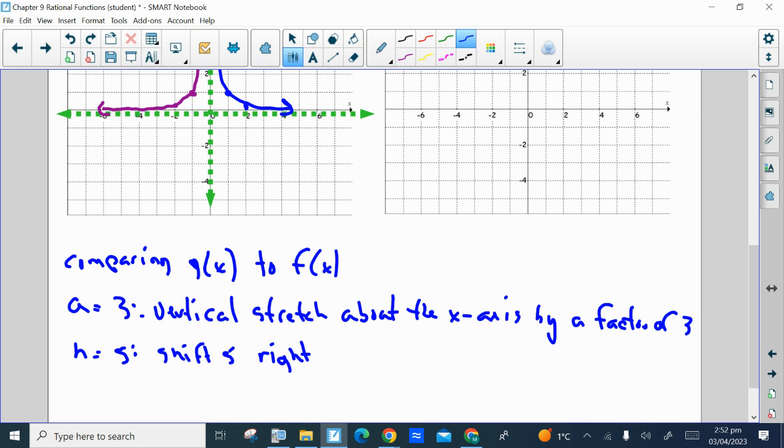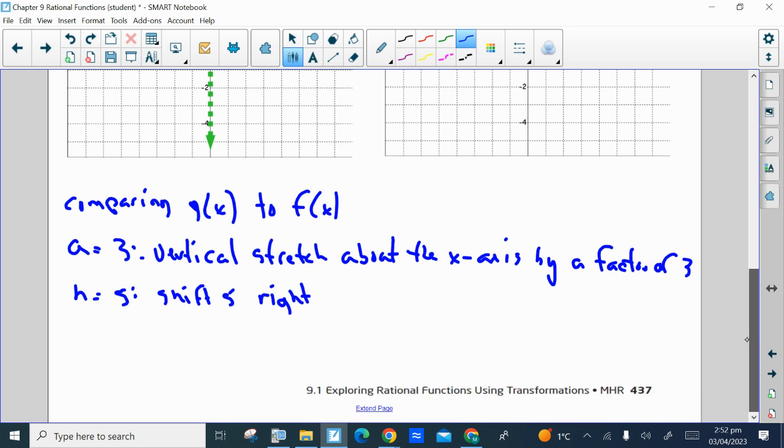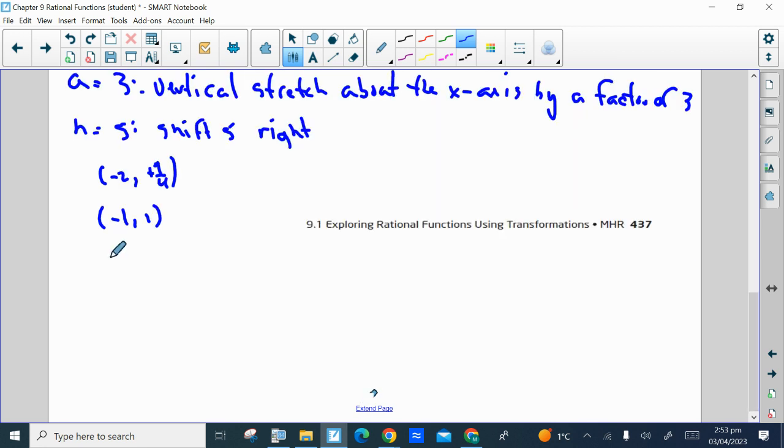And we did this before. We used a table of values to generate our new points. So I had the point negative 2, comma 1/4. I had the point negative 1, comma 1, and I had the point 1/2, comma 4. So this is from y equals 1 over x squared.